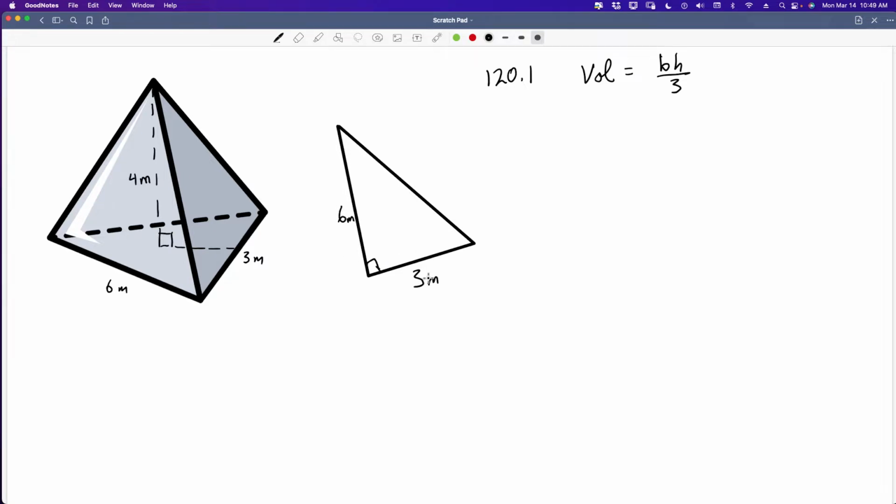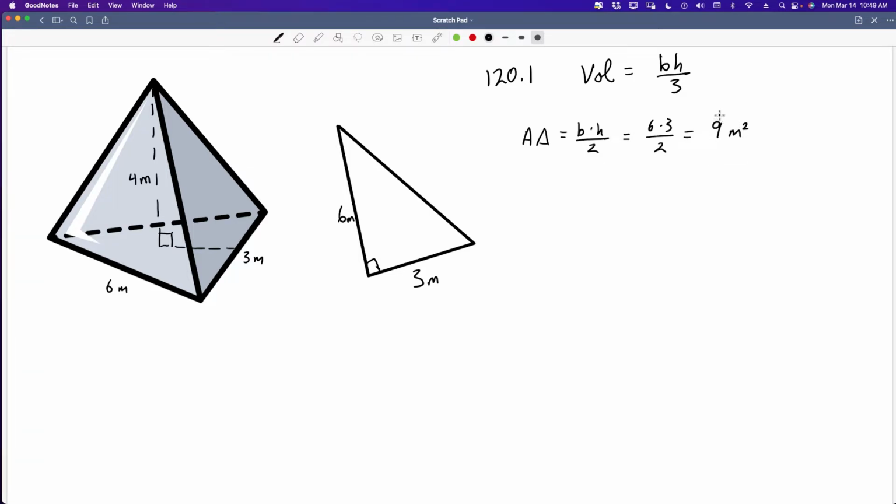All right, so first we're going to find the area of the base. We know the area of a triangle equals the base times the height divided by 2. So that's going to equal 6 times 3 divided by 2. That's going to be 18 divided by 2, so 9 meters squared. That is where we are right now.